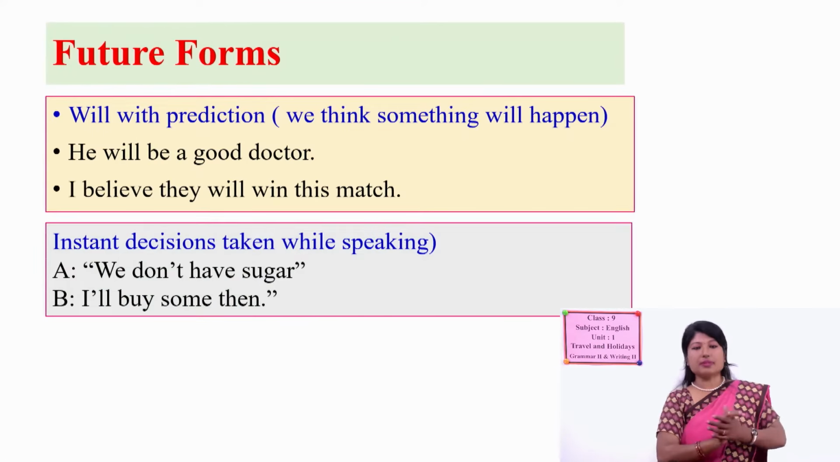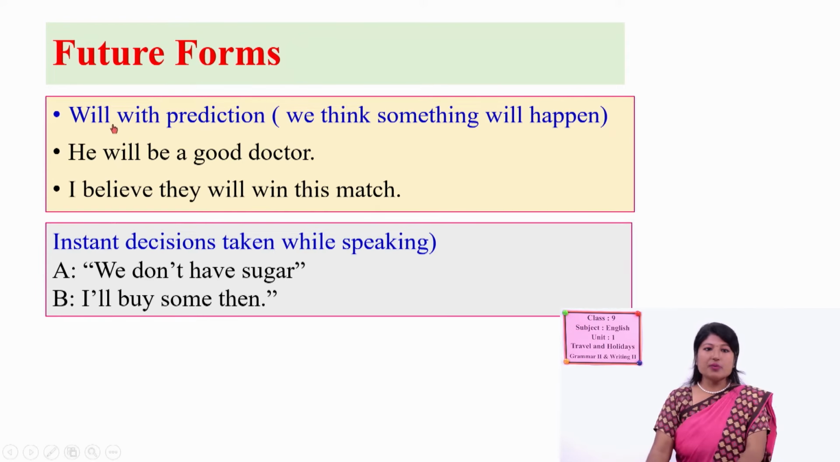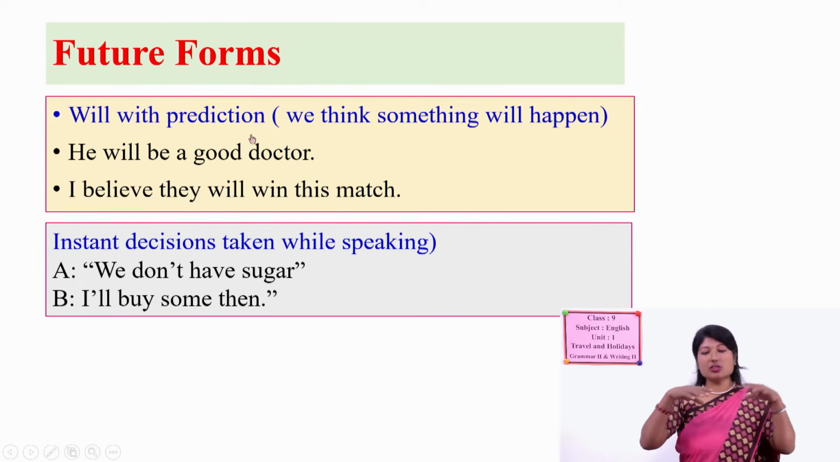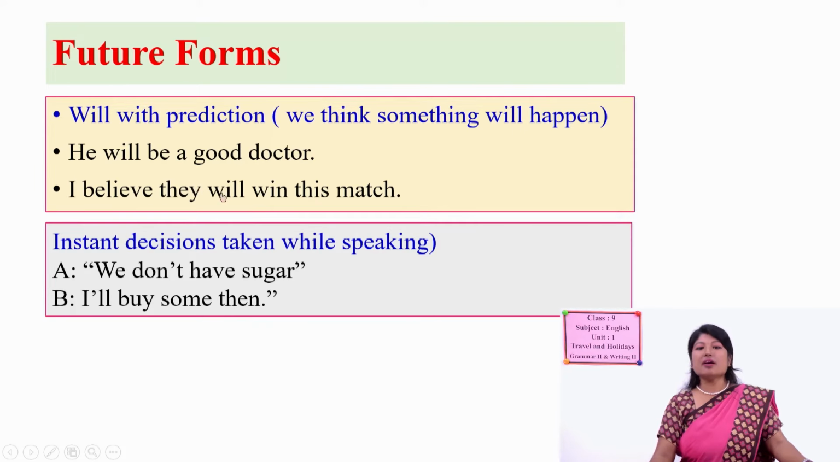Now, future forms as a whole. Will, with prediction: we think something will happen. He will be a good doctor. I believe they will win this match. And sometimes instant decisions taken while speaking: A says, we don't have sugar, and B says, I'll buy some then.